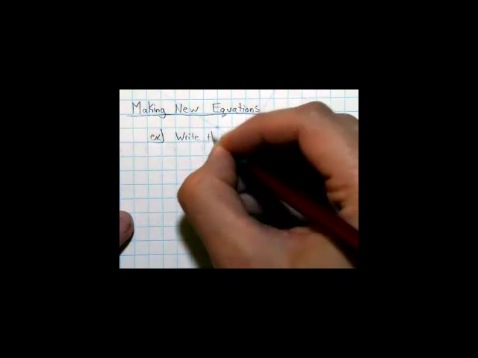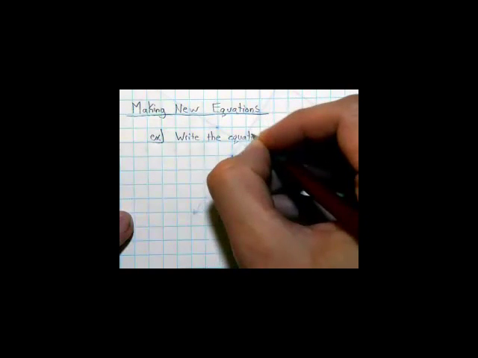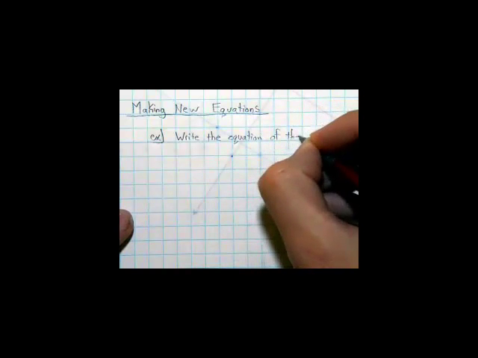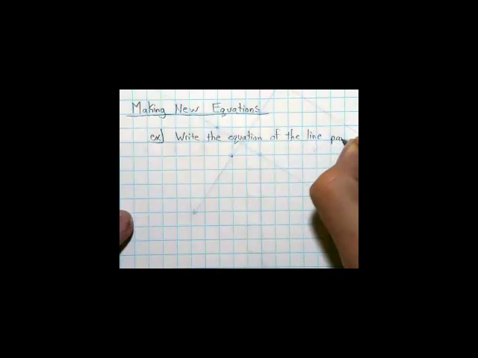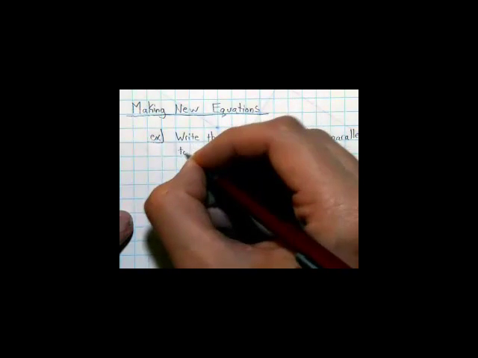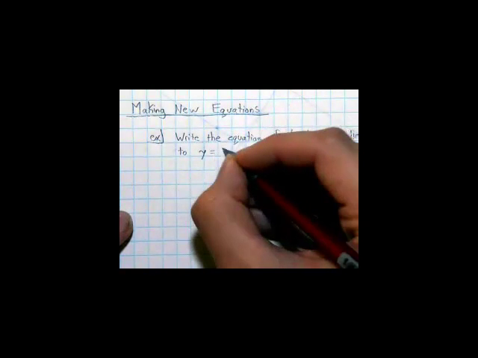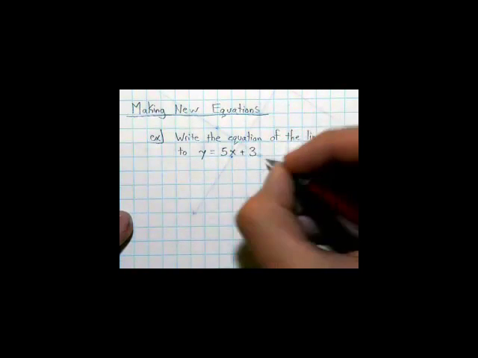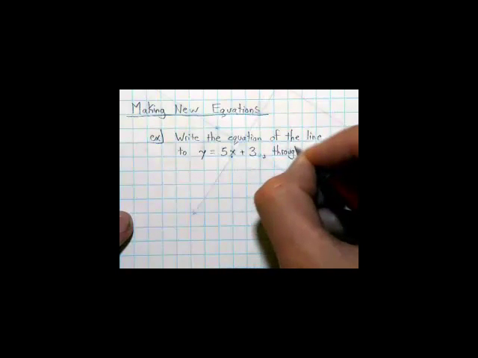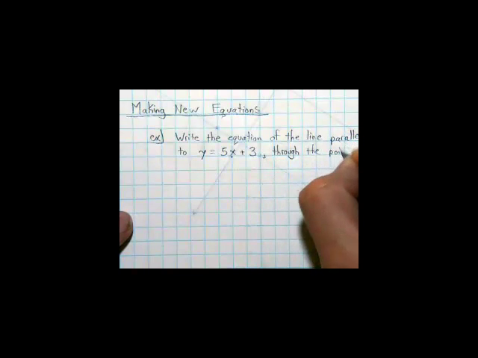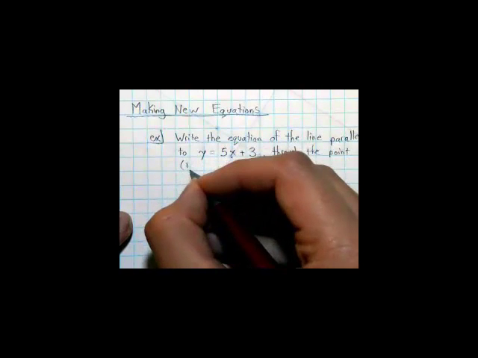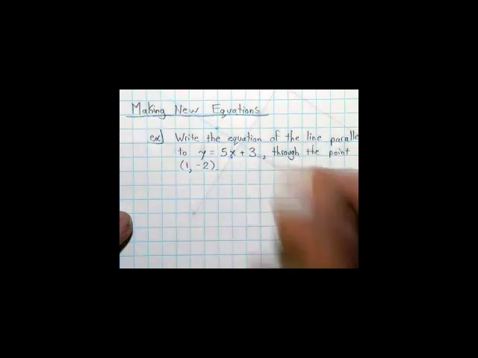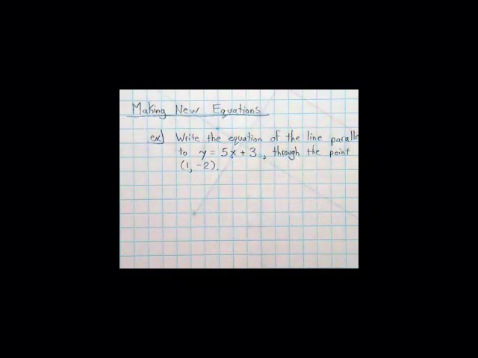So we're going to look at making some new equations here. Let's say I want to write the equation of the line parallel to y equals 5x plus 3 through the point (1, negative 2). Okay? So it's not enough to just say I need it parallel.